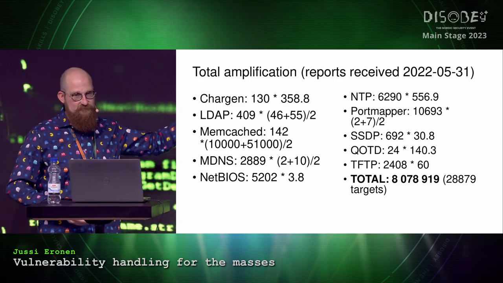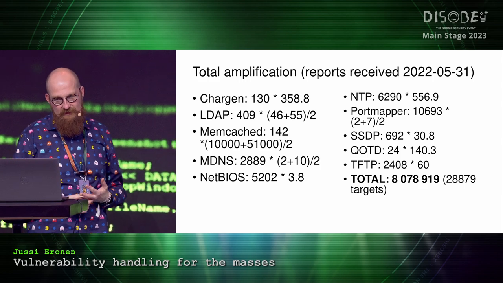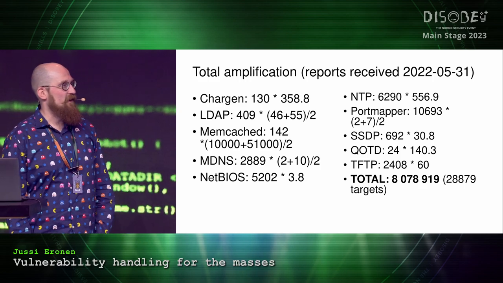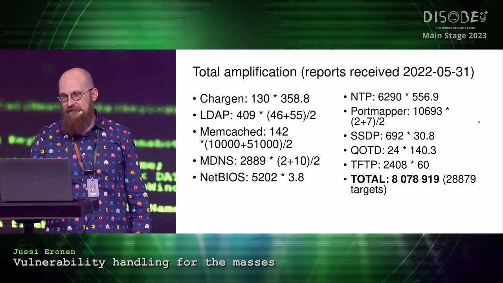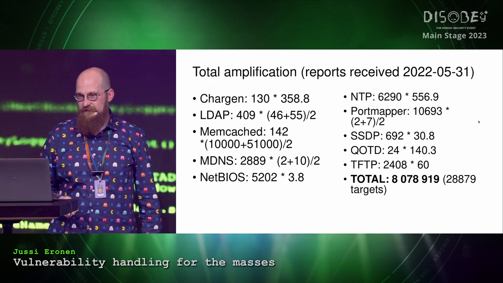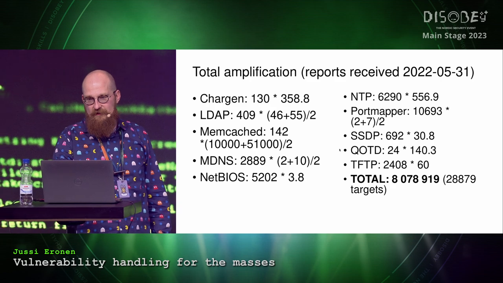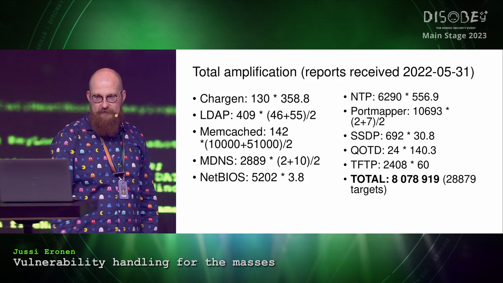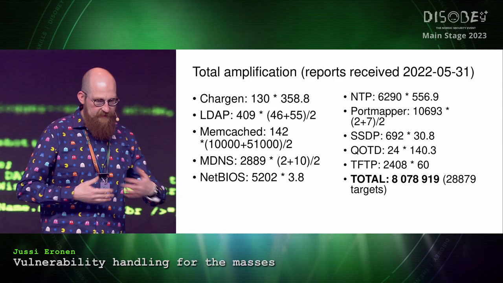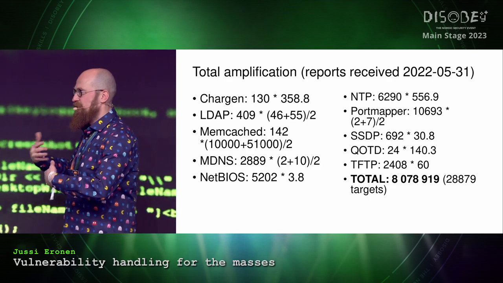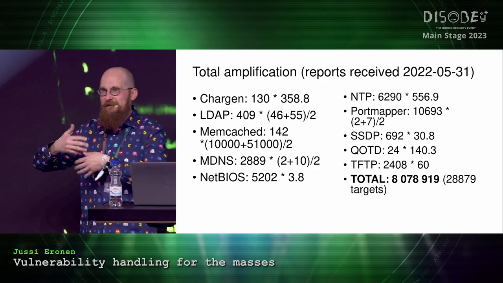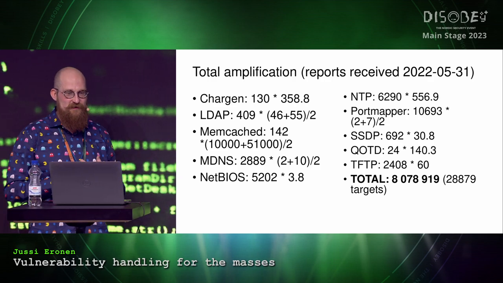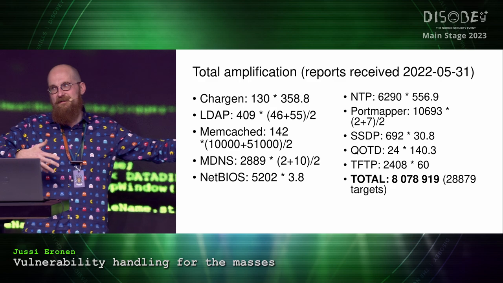These are old figures. I was lazy. I didn't update them. Sorry for that. We have 10,000 open port mapper instances. We have like 700 SSDPs. We have 142 memcached. And it's very hard to communicate to users that, hey, that's not good for you. You will get bitten by this, or you will cause harm to others because of this.